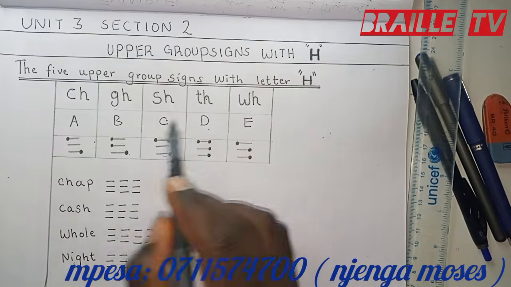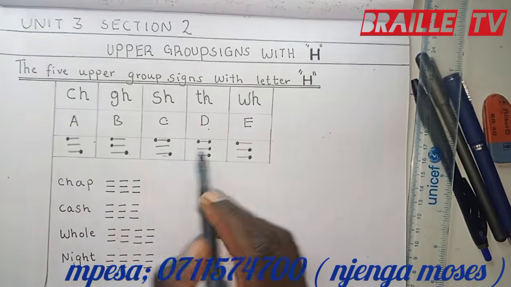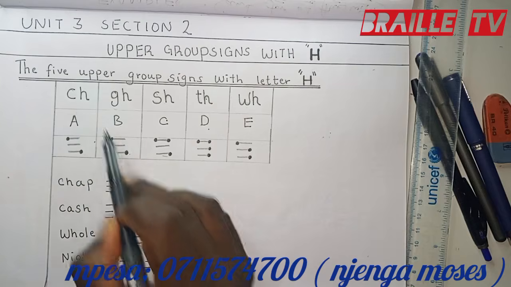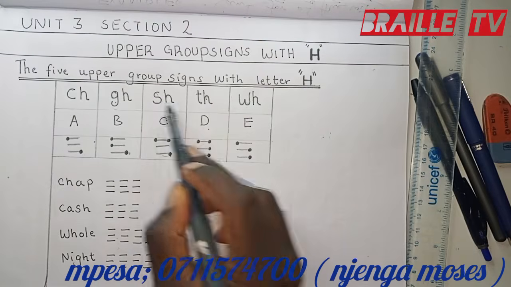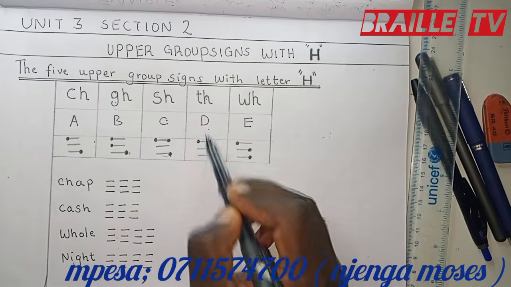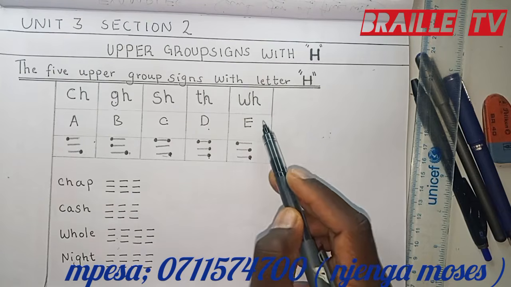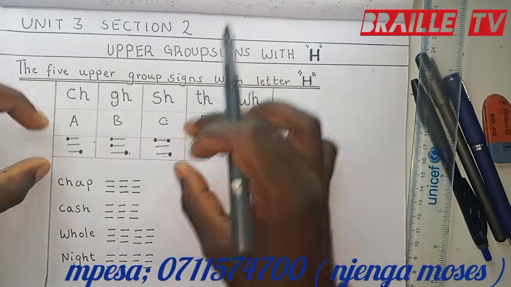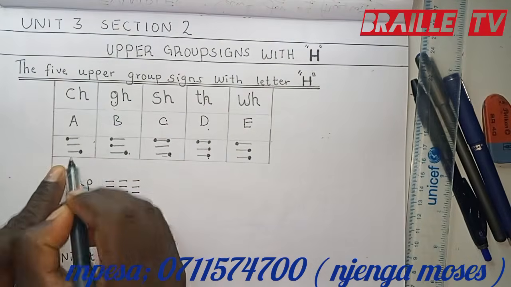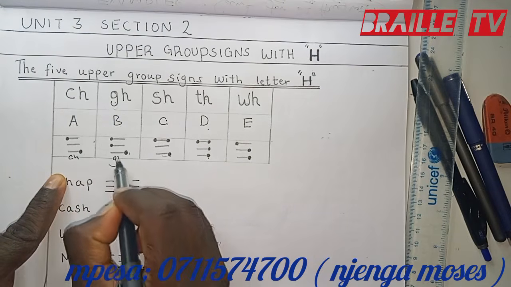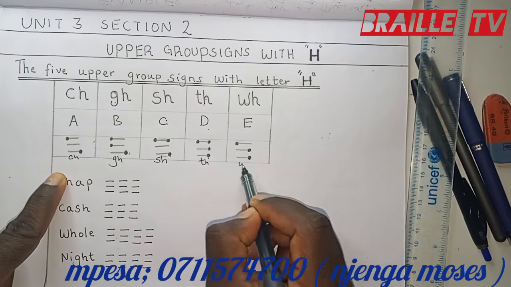Now this is how these 5 group signs with letter H are formed. A plus dot 6, CH. B plus dot 6, GH. C plus dot 6, SH. D plus dot 6, TH. E plus dot 6, WH. And this is how they are written in Braille. So this one is CH, this one is GH, this one is SH, TH, and WH.